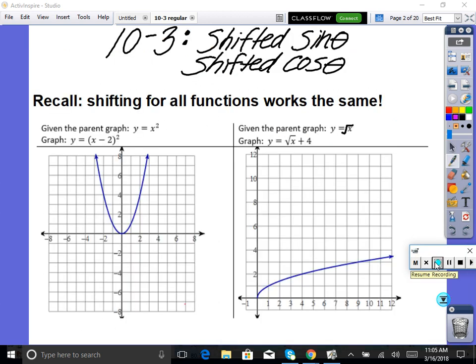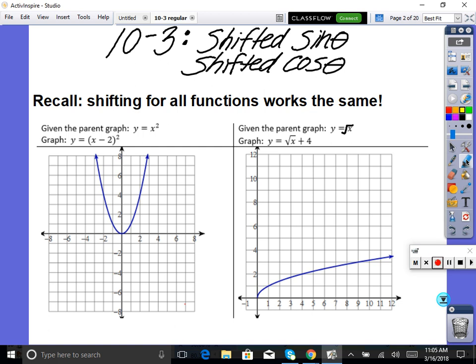Today, we're going to be shifting functions. It's really not a hard concept, but what's hard is the graphs get messy, so I tried a different tactic each hour. We're trying something different this hour. I think it's going to go the best this hour. Let's pray. Okay, so shifting for all functions works the same.